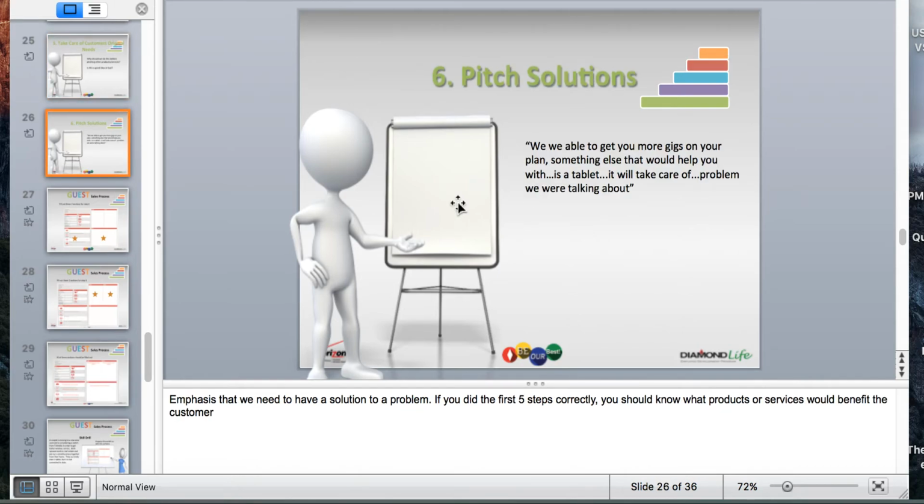Okay, and then step number 6 is to pitch your solution, right? Emphasize here when you're talking with your reps that we need to have a solution to a problem, which means we need to find a problem, which goes back to step 2 and step 4. Okay, if you did your first 5 steps correctly, you should be able to find a product or service that's going to benefit the customer. It's going to work out really well.